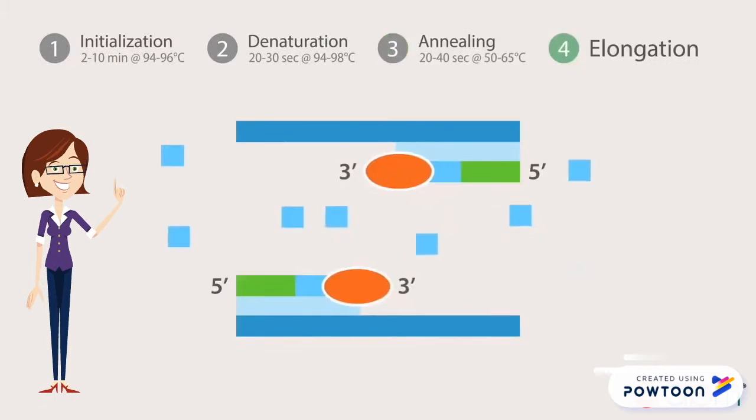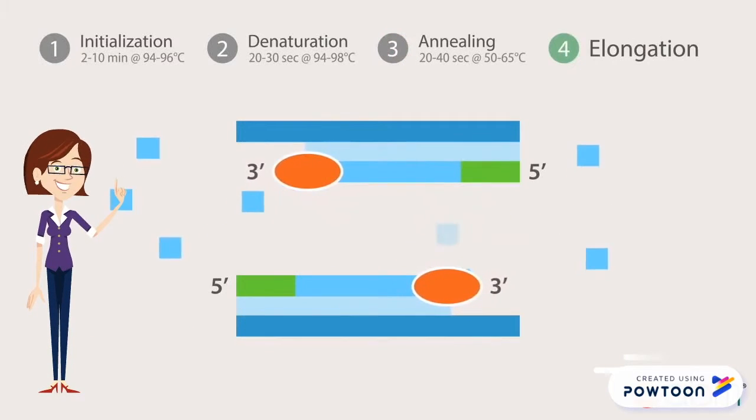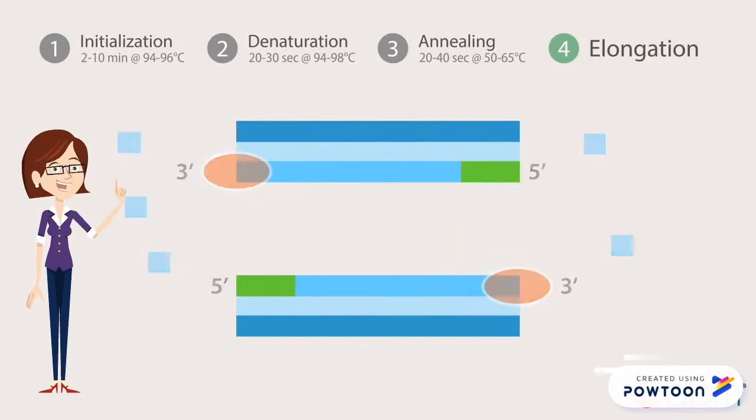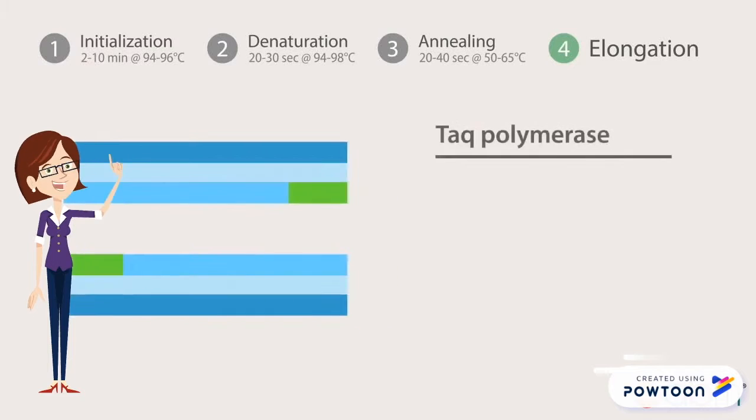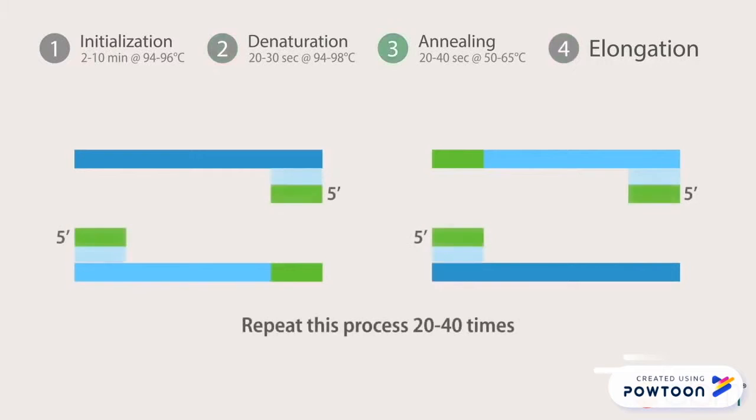And now comes the elongation step, where the DNA polymerase starts to incorporate the deoxynucleotide triphosphates in the 5' to 3' direction to synthesize a new DNA strand. The polymerase used is Taq polymerase, which polymerizes at a speed of 1 to 1.5 kilobases in 1 minute and works ideally at 72 to 78 degrees Celsius. The cycle is then repeated from denaturation to elongation up to 40 times.